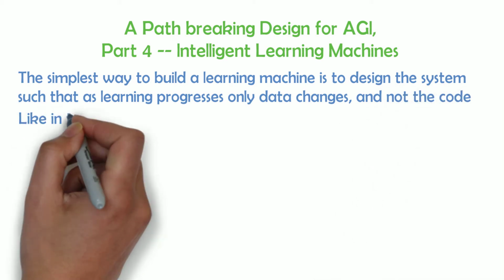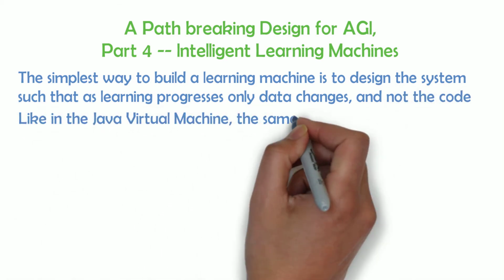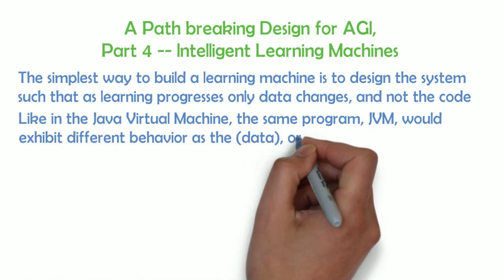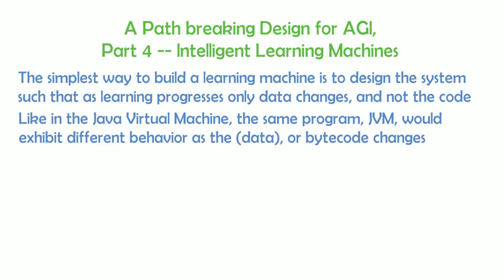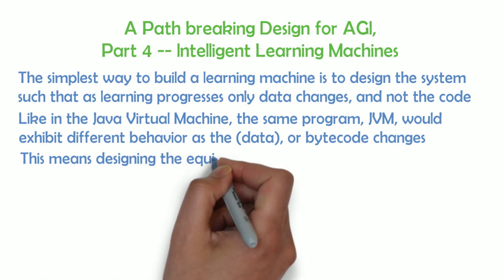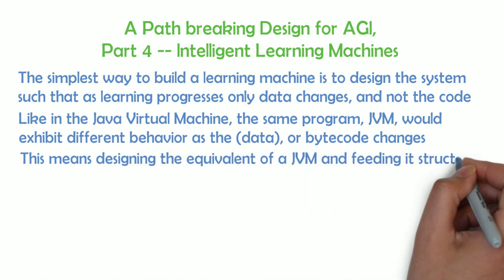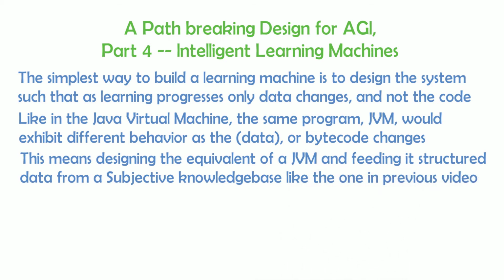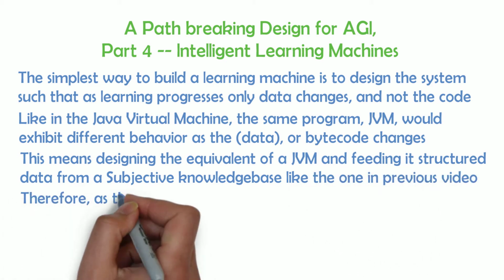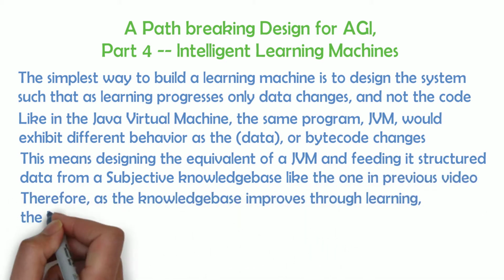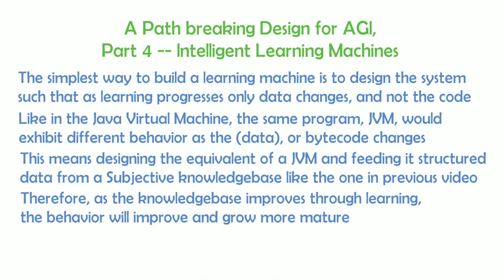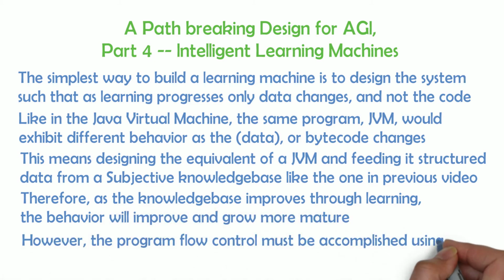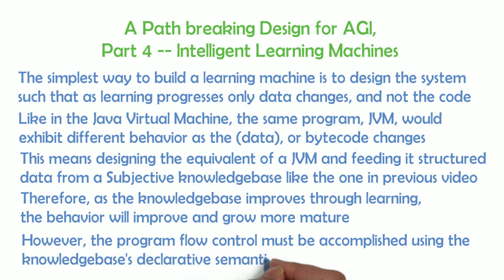Like in the Java virtual machine, the same program, JVM, would exhibit different behavior as the data or bytecode changes. This means designing the equivalent of a JVM and feeding it structured data from a subjective knowledge base like the one in the previous video. Therefore, as the knowledge base improves through learning, the behavior will improve and grow more mature. However, the program flow control must be accomplished using the knowledge base's declarative semantics and conscious awareness.